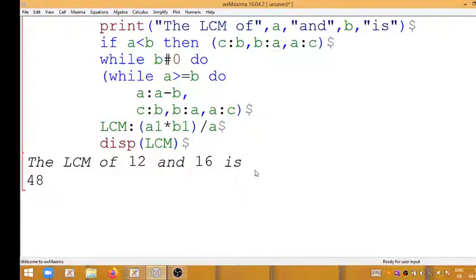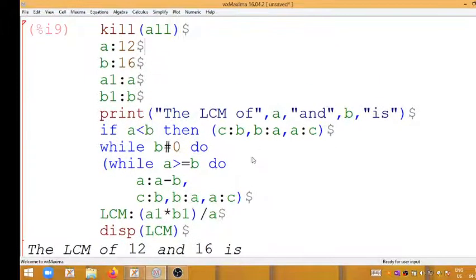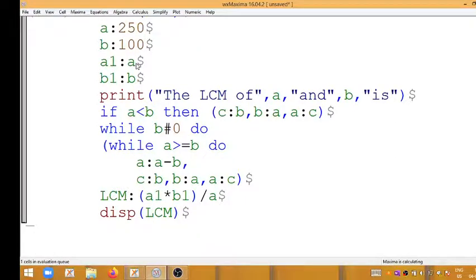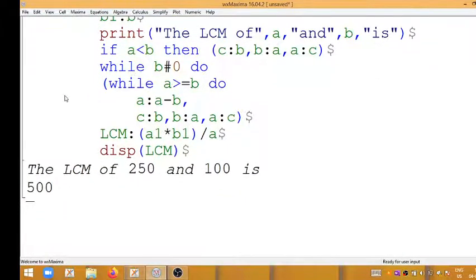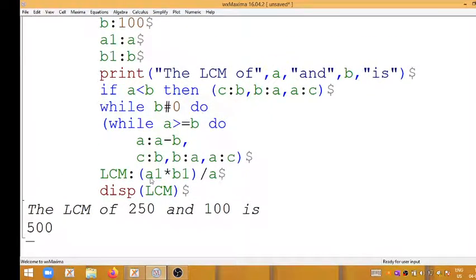For the second problem, the LCM of 250 and 100, we just change these values. Instead of 12 we take 250, and the B value we take 100. Just interchange the A and B values and we get the output like this. See here, the LCM of 250 and 100 is 500.